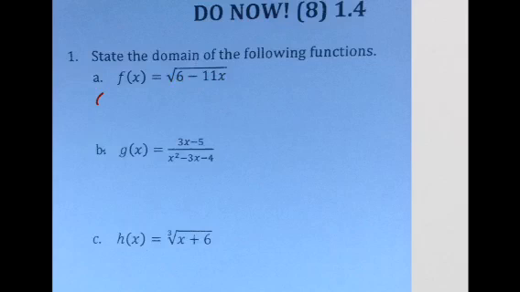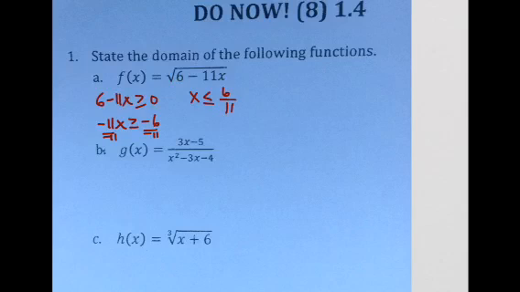So it's going to be 6 minus 11x greater than or equal to 0, and then you solve for x. So then you have negative 11x. We subtract 6 from both sides of the inequality, so you get negative 6. And then we divide by negative 11. When you divide an inequality by a negative, you switch the inequality to the other side. So x is less than or equal to 6/11.